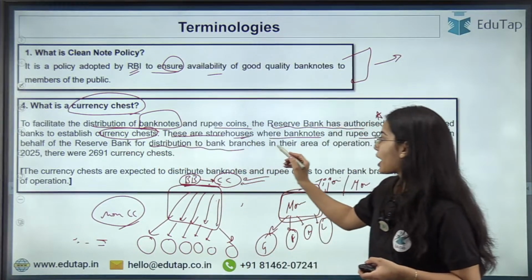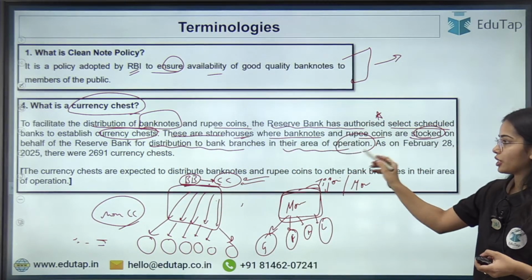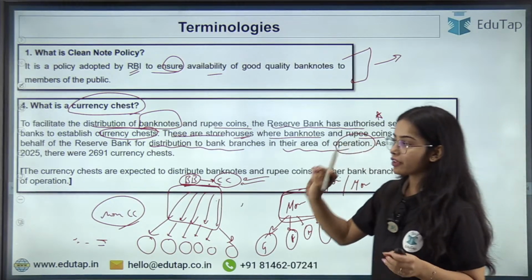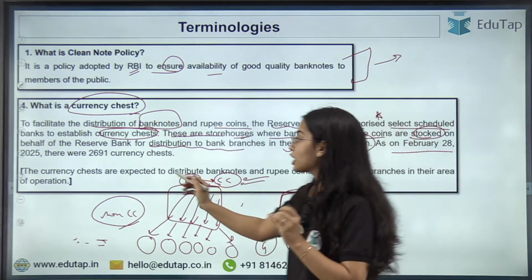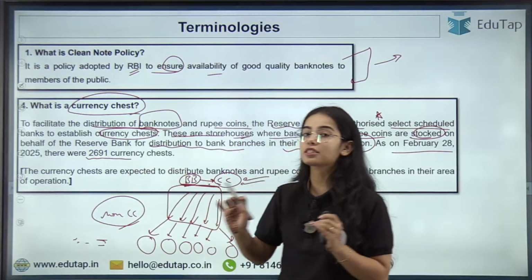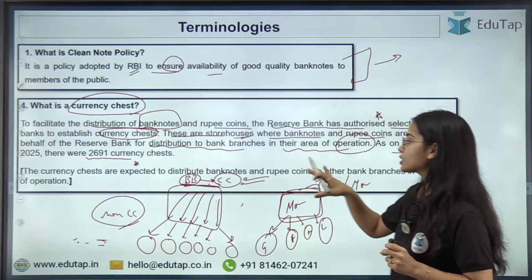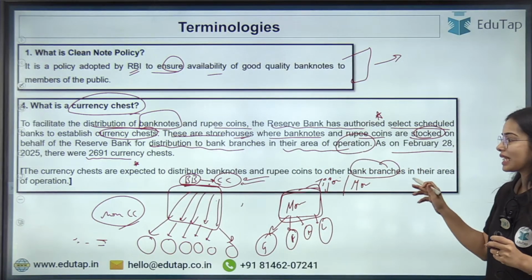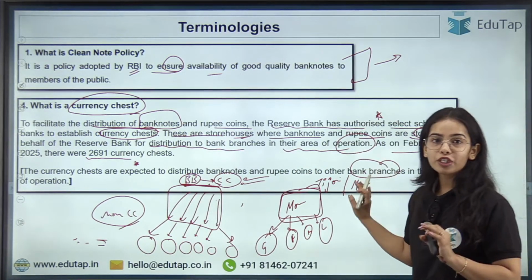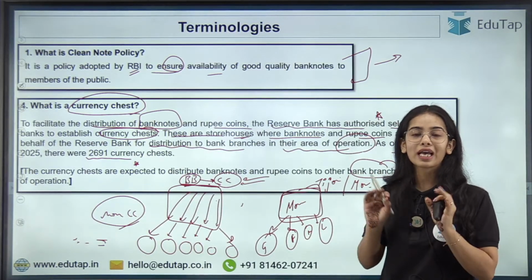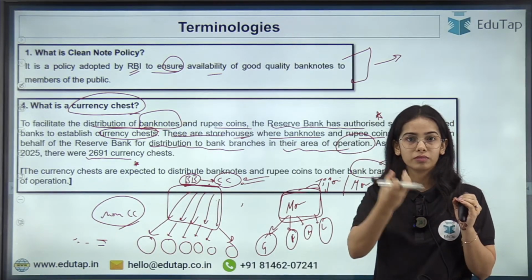For distribution to bank branches in their area of operation. As of February 28, 2025, this is the most recent data, there are 2,691 currency chests in our country. The currency chests are expected to distribute the banknotes and rupee coins to other bank branches in their area of operation, which are the bank branches that do not have the currency chest.